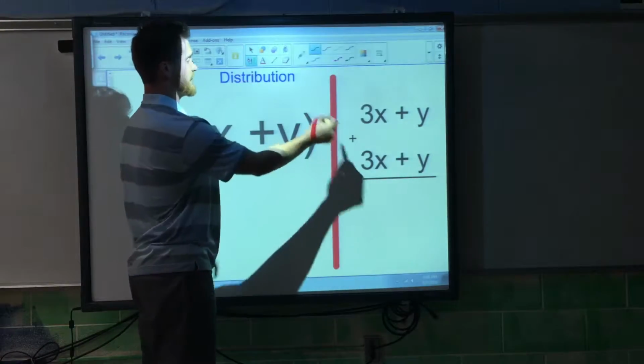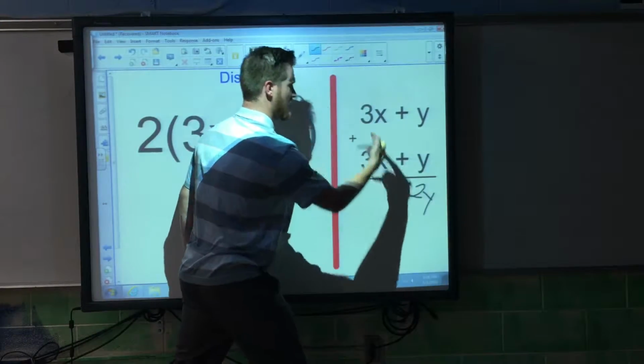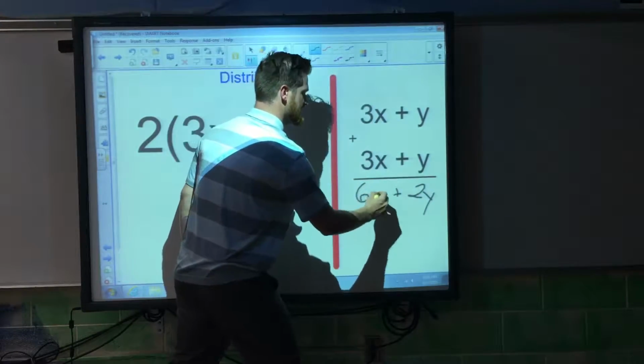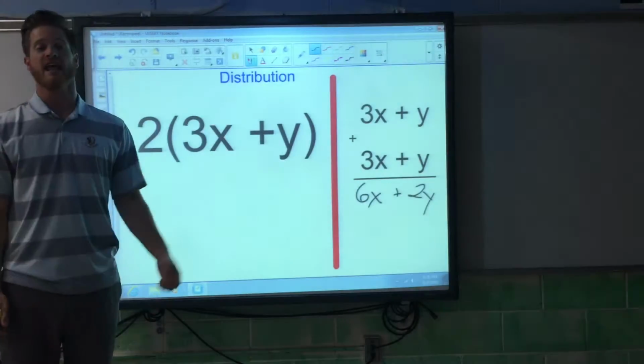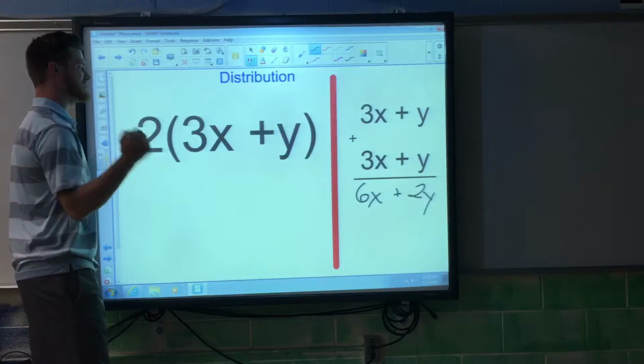So let's look over here. If you're going to add these together, y plus y would give me 2y, and 3x plus 3x would give me 6x. Now, let's multiply it. It's a little bit quicker. We're going to get the same answer. We call this the over-under method.